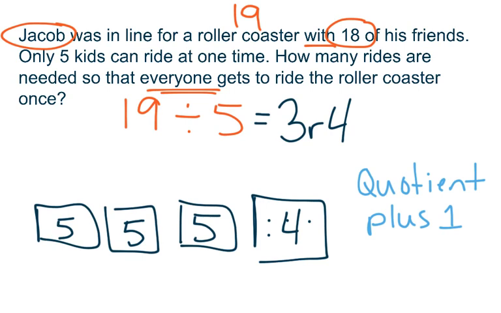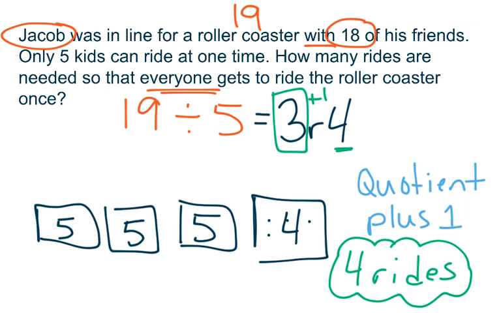That's how a picture can really help us. We can also look at our quotient and know that we need to add 1 more so that these 4 kids get a chance to go on the roller coaster. So our question says how many rides are needed so that everyone gets to ride on the roller coaster. We're going to need 4 rides.